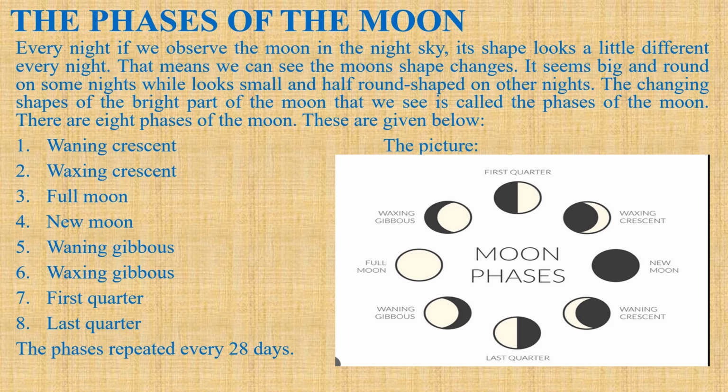Let's read them. 1. Waning crescent. 2. Waxing crescent. 3. Full moon. 4. New moon. 5. Waning gibbous. 6. Waxing gibbous. 7. First quarter. 8. Last quarter. We have to remember the phases repeat every 28 days.